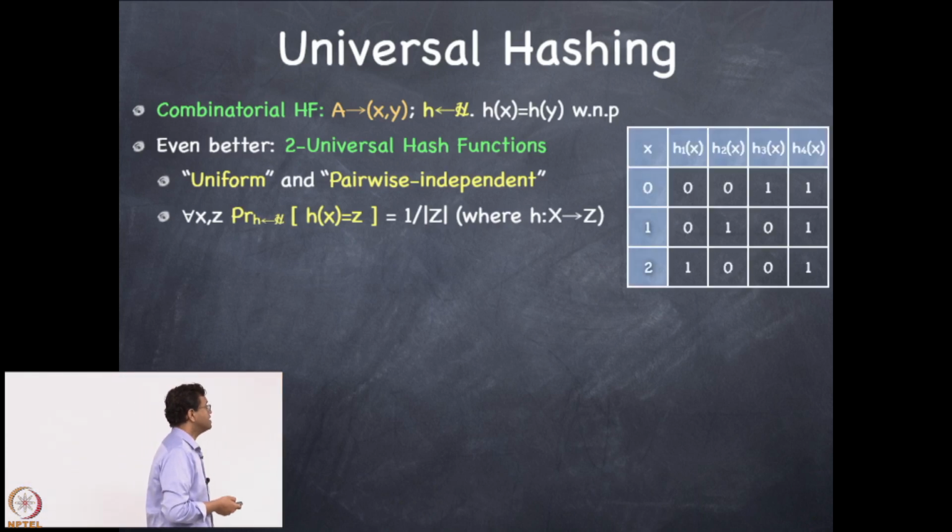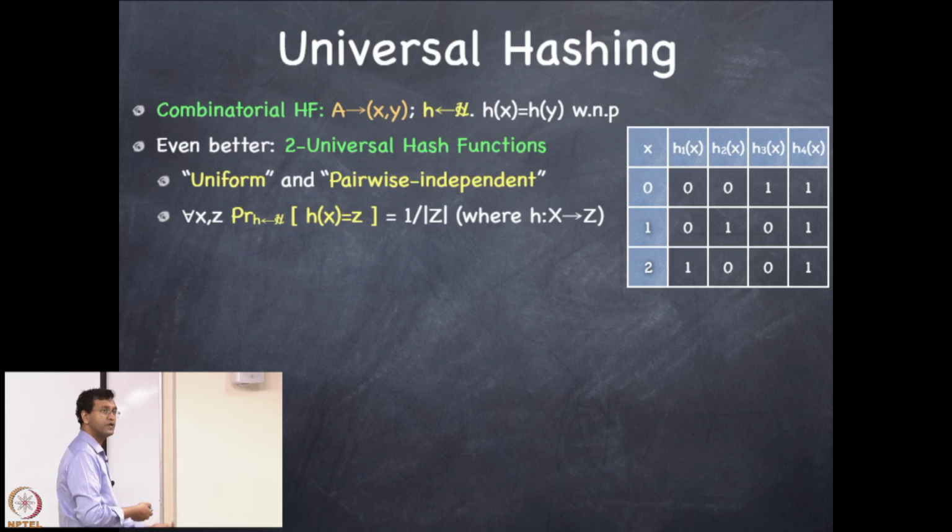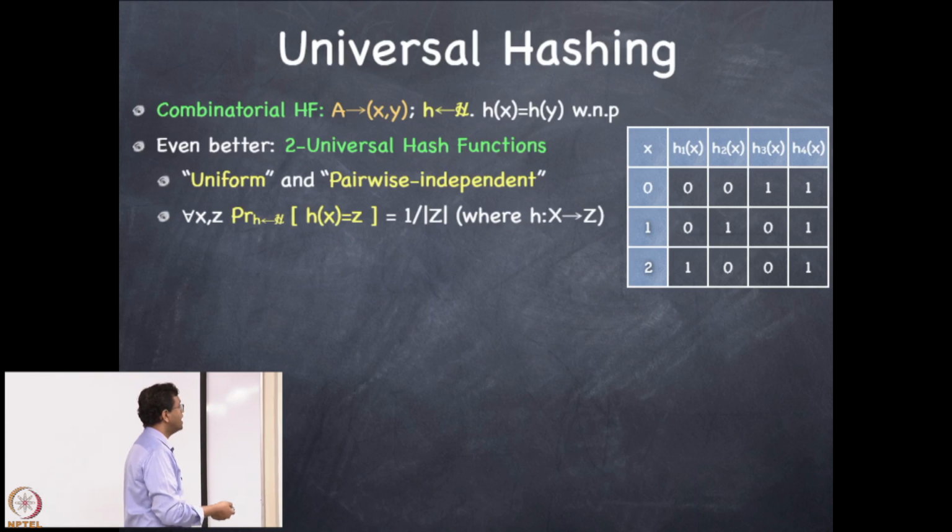The pairwise, so this is an example of that, right? This is a tiny example, of course. There are 4 functions here. The domain has 3 elements. The range has only 2 elements, 0 and 1. And you look at any row here, you see an equal number of zeros and ones. Okay, so that is uniform.